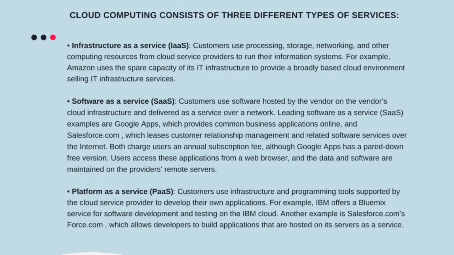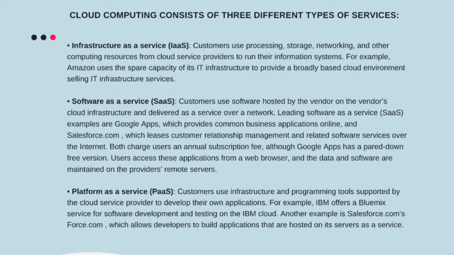Second, Software as a Service (SaaS). Customers use software hosted by the vendor on the vendor's cloud infrastructure and delivered as a service over a network. Leading SaaS examples are Google Apps, which provides common business applications online, and Salesforce.com, which provides customer relationship management and related software services over the internet. Both charge users an annual subscription fee, although Google Apps has a pared-down free version. Users access these applications from a web browser, and the data and software are maintained on the provider's remote server.